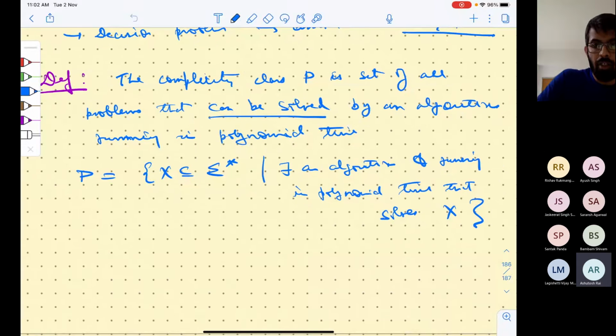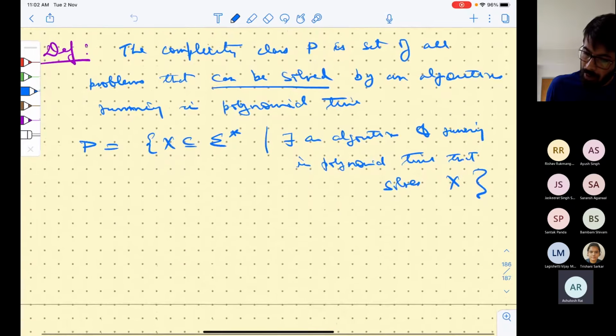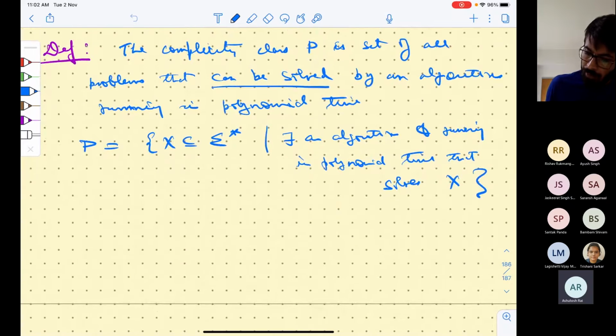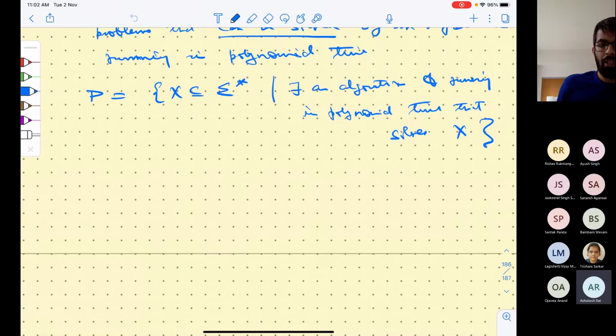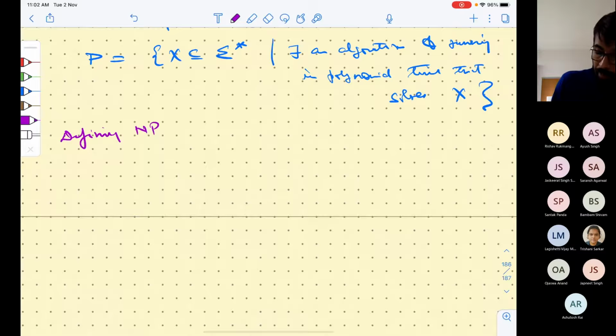Okay, yeah. So this was the definition of P that we have defined in the last class. Now we'll start with defining the class NP. Okay, good. So before that, what is NP? We are going to go about defining NP.